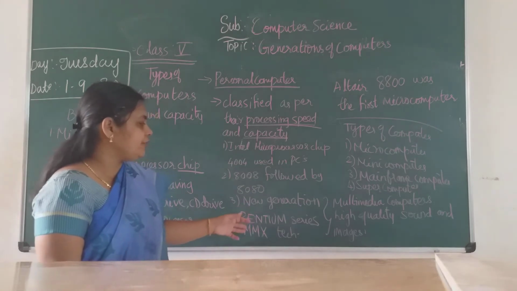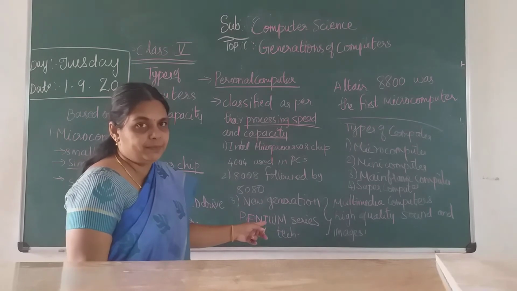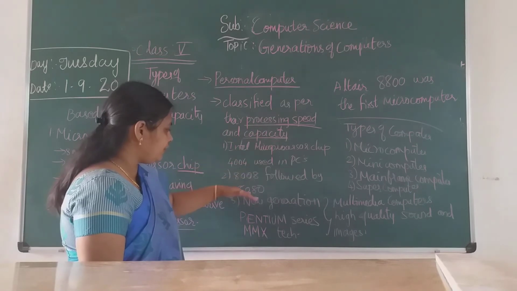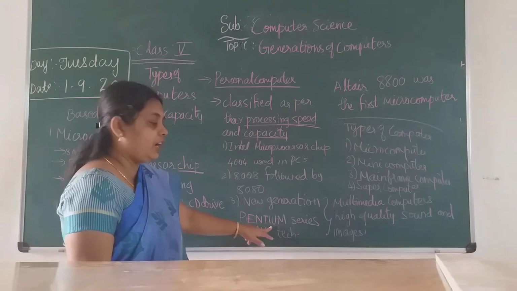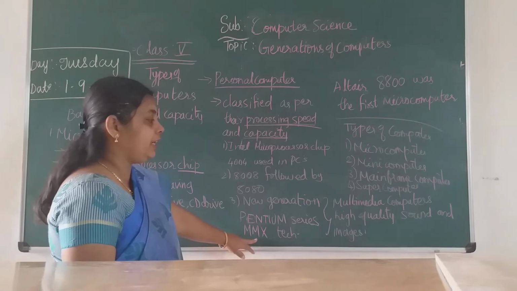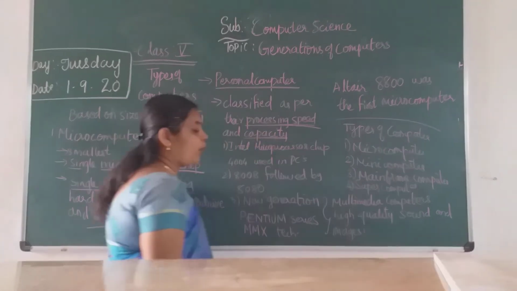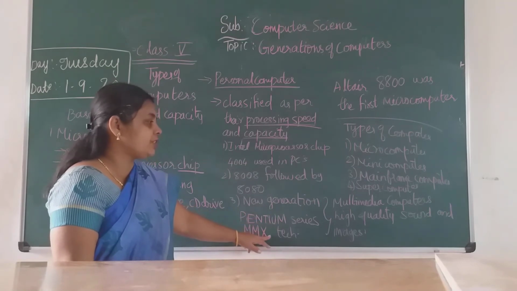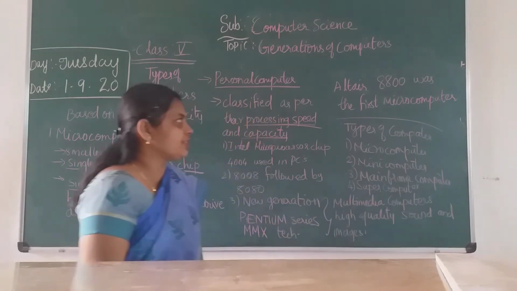And the third one, a new generation of chips started coming using Pentium series. They have named the series as Pentium. Compared to 4004, 8008 to 8080, this Pentium series was more advanced and you have the MMX technology, that is multimedia. So in this processor chip you are able to have high quality sound and images.